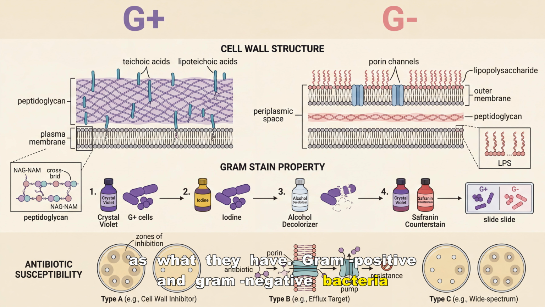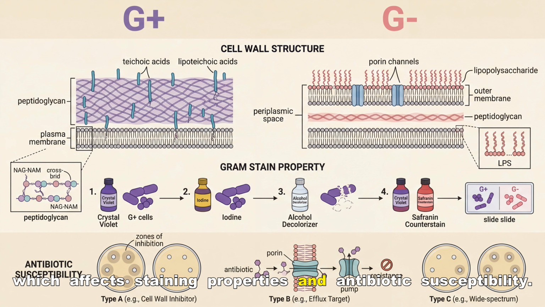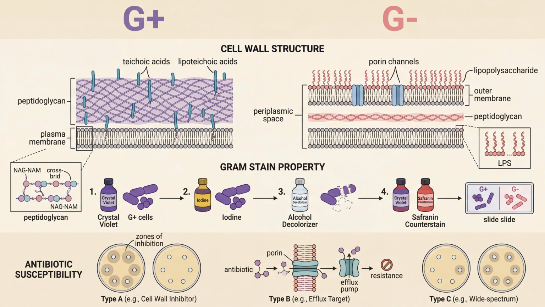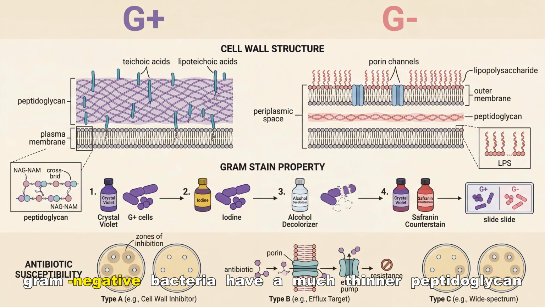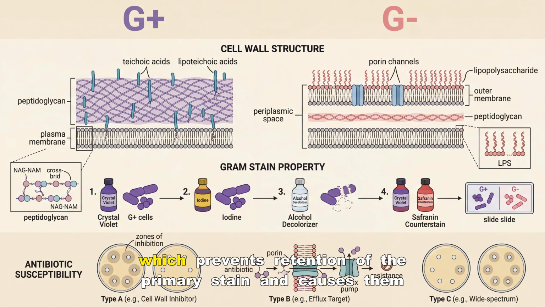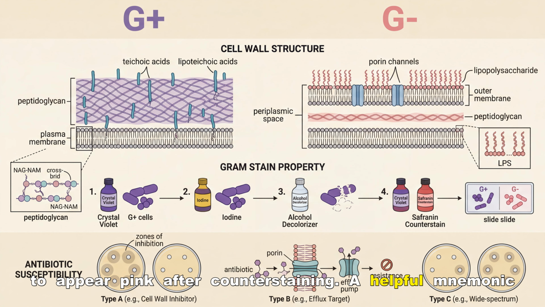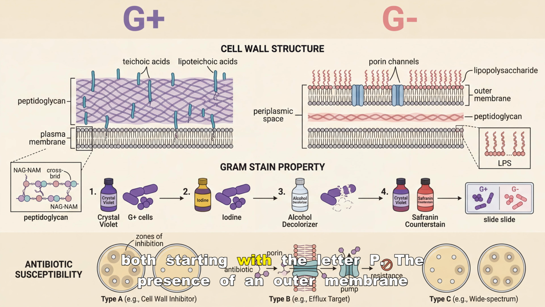Gram-positive and gram-negative bacteria are distinguished by differences in their cell wall structure, which affects staining properties and antibiotic susceptibility. Gram-positive bacteria have a thick peptidoglycan layer that retains the crystal violet stain, making them appear purple under a microscope. In contrast, gram-negative bacteria have a much thinner peptidoglycan layer and an additional outer membrane containing lipopolysaccharides, which prevents retention of the primary stain and causes them to appear pink after counterstaining. A helpful mnemonic is that gram-positive bacteria are positive for purple, both starting with the letter P.